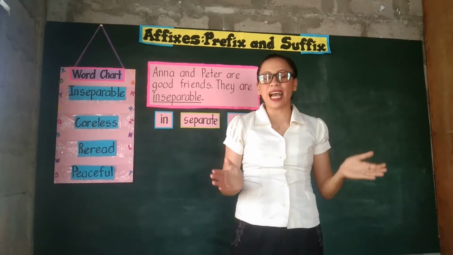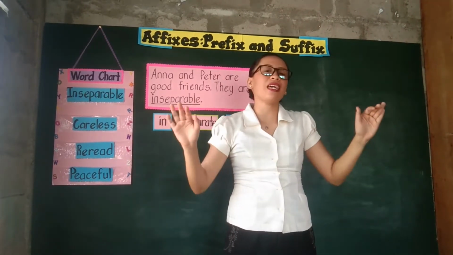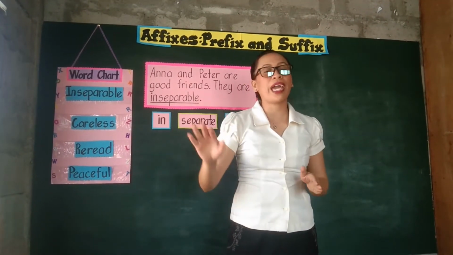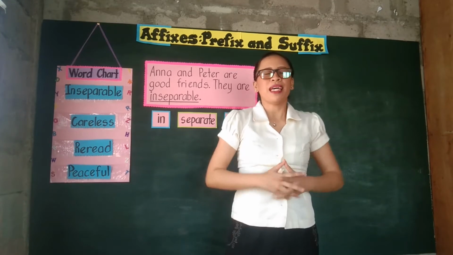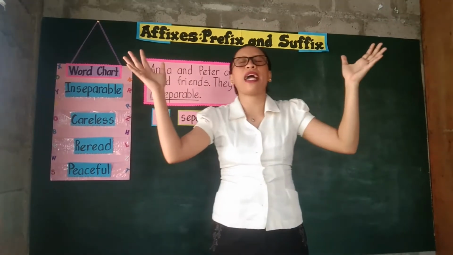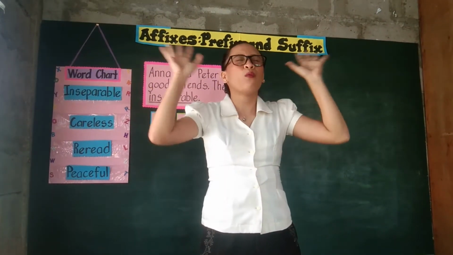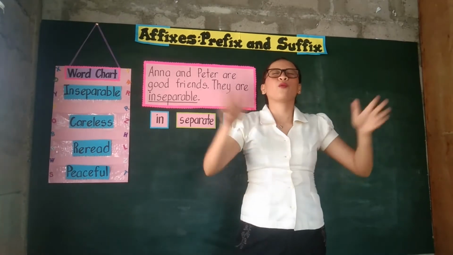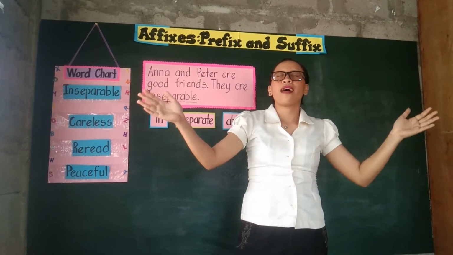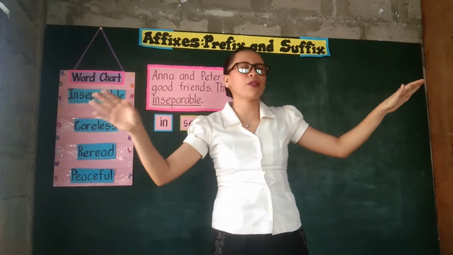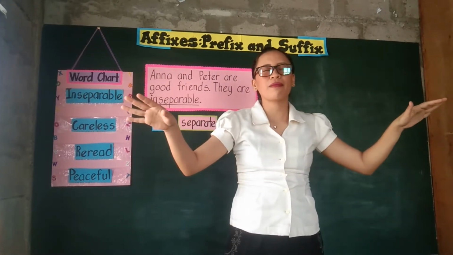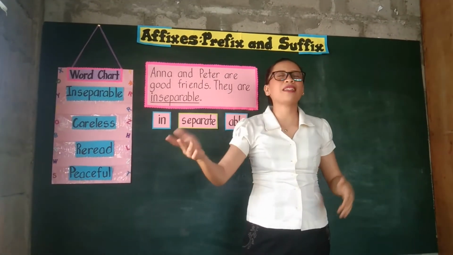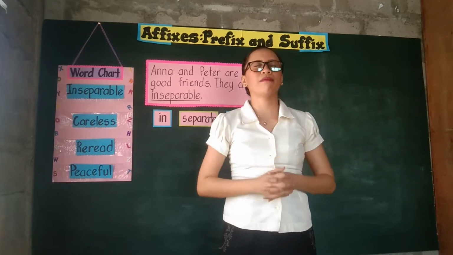So Jessica said that the sea is peaceful. The waves are very calm. Now let's try to close our eyes and imagine what Jessica said. So we are at the beach. The waves are very calm. So we see these tiny waves. And indeed, the sea is peaceful.